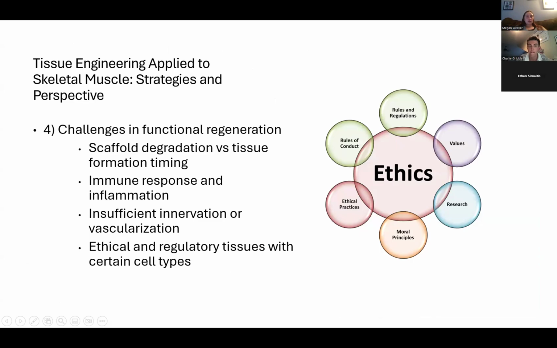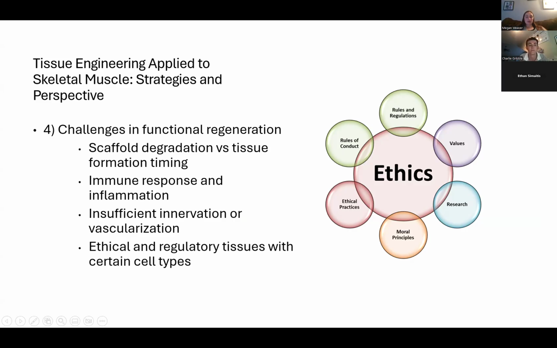Lastly, functional tissue engineering and regeneration face several challenges that impact long-term success. First, matching scaffold degradation with the rate of new tissue formation is critical. If the scaffold degrades too quickly, it may compromise structural integrity. If it degrades too slowly, it can hinder tissue remodeling. Second, the immune response can trigger inflammation that impairs healing or leads to scaffold rejection. Designing biomaterials that modulate or avoid adverse immune reactions remains a major hurdle.